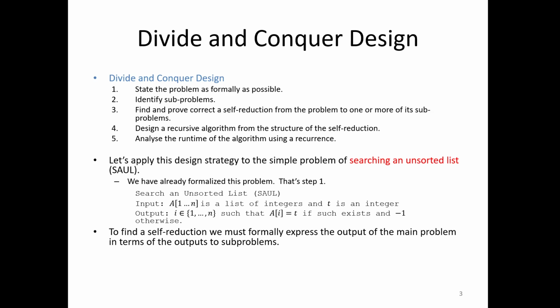Step 3 is where the creativity comes in. This is the trickier part. This is where we need to be a little bit clever. And here it says find and prove correct a self-reduction from the problem to one or more of its subproblems. And I'm going to focus in this series on this step 3 over and over again. We're going to probably see a good half dozen or more problems where we're going to try and find this relationship between the problem to one or more of its subproblems. And again, I'm going to flesh out what this means in a little more detail.